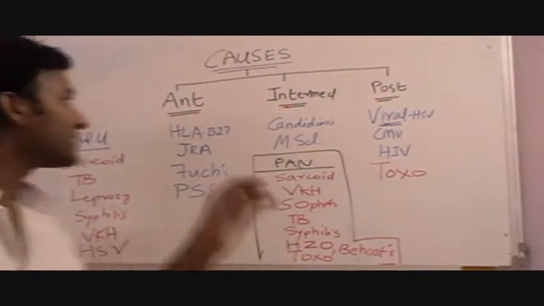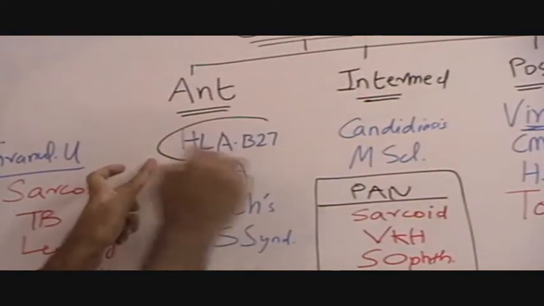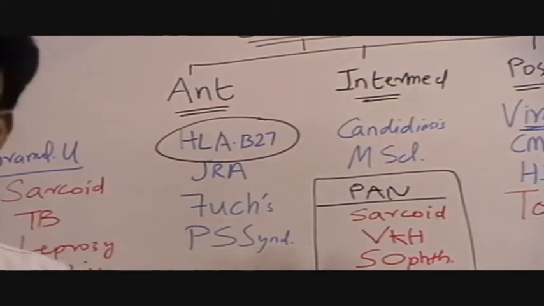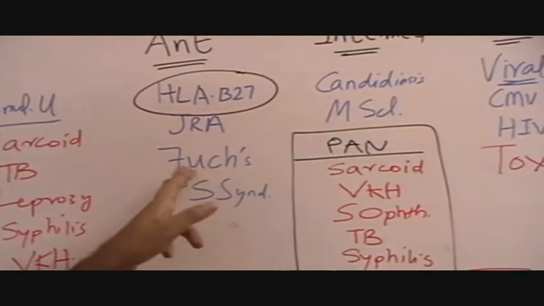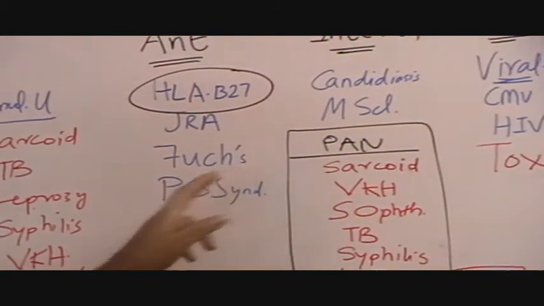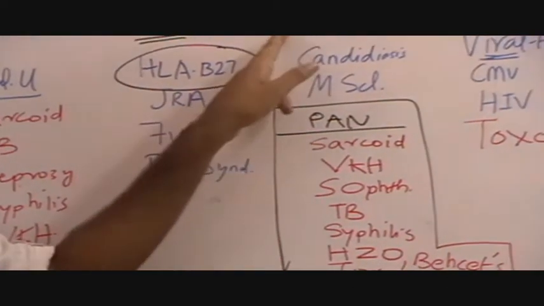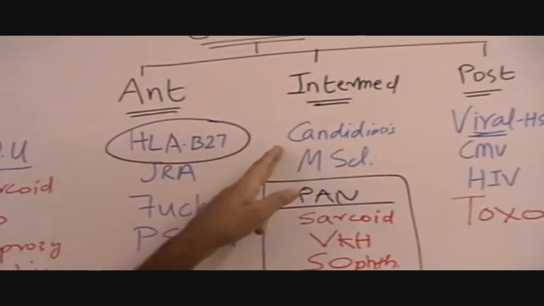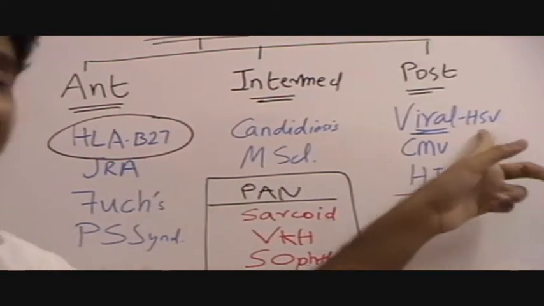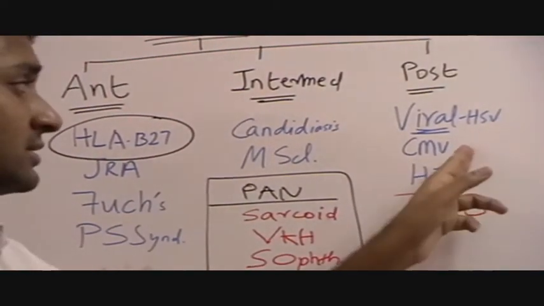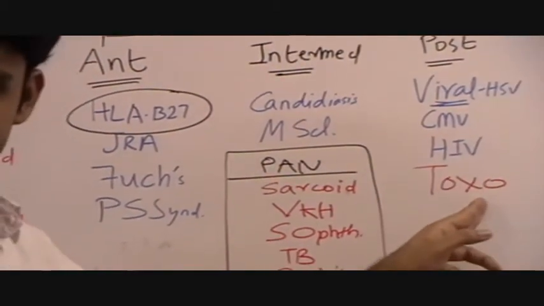I'm just highlighting those. Anterior uveitis causes: HLA-B27, very, very important, ankylosing spondylitis, Reiter's syndrome, psoriatic arthritis, JRA (juvenile rheumatoid arthritis), Fuchs heterochromic iridocyclitis, PSS (Posner-Schlossman syndrome). Okay? Intermediate uveitis, two important causes: candidiasis, multiple sclerosis. Posterior uveitis: viral, important is HSV (herpes simplex virus), CMV (cytomegalovirus), HIV associated uveitis, toxoplasma.